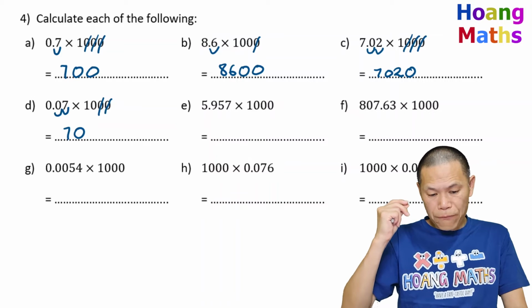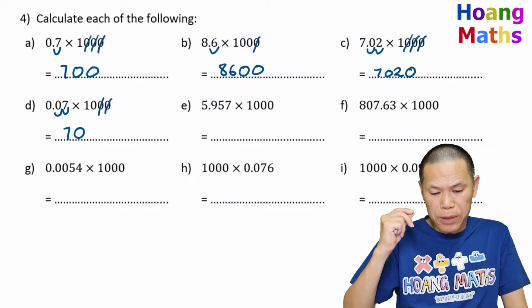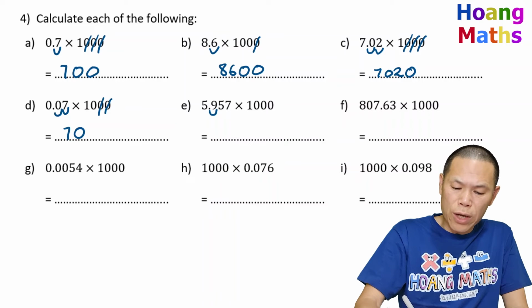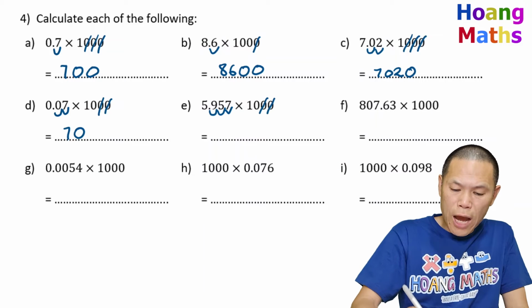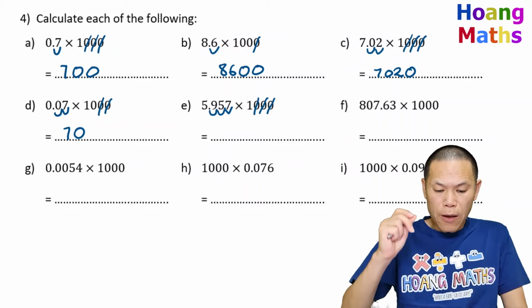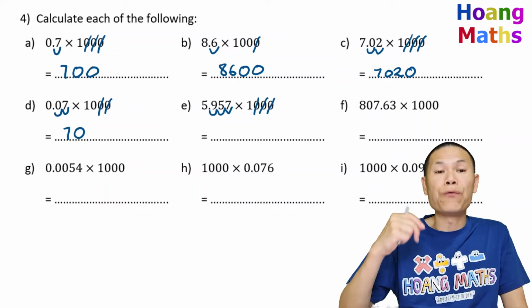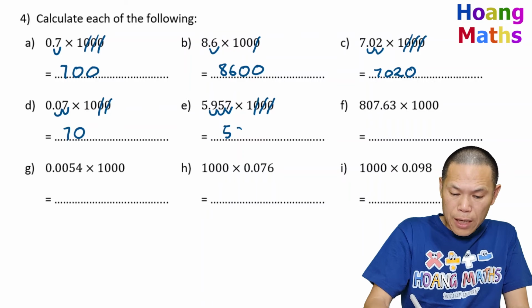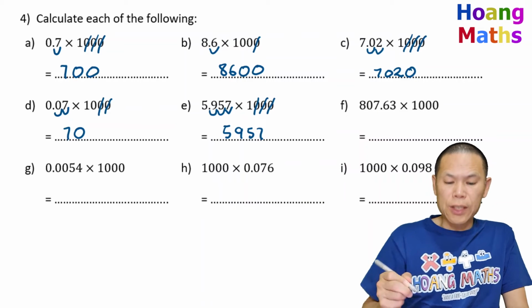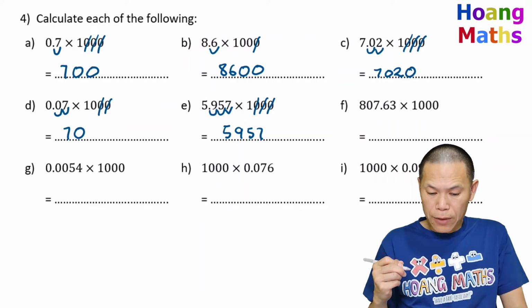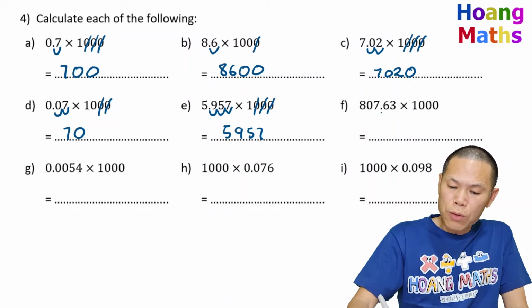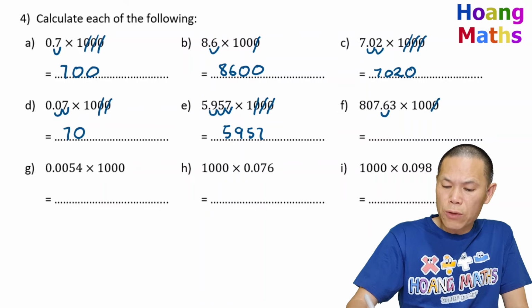Part E, we have 5.957 times 1,000. So we just move this decimal point here to the right 1 unit. 1 more time, cancel this, and 1 more time, we cancel this. So that becomes 5,957 times 1. So that will give me 5,957. Part F. So we just move this decimal point to the right 1 unit.